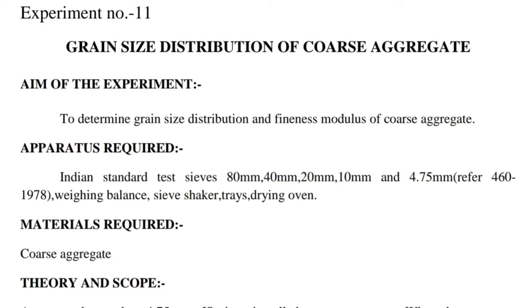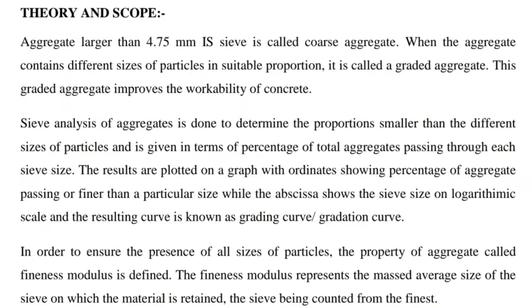Apparatus required: Indian standard test sieves 80 mm, 40 mm, 20 mm, 10 mm and 4.75 mm. Refer to IS 460 1978. Weighing balance, sieve shaker, trays, drying oven. Materials required: coarse aggregate. Theory and scope: aggregate larger than 4.75 mm sieve is called coarse aggregate.